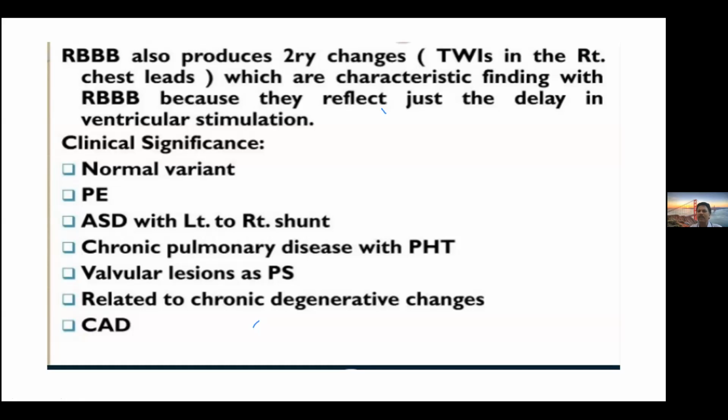RBBB most of the time produces only secondary ST-T changes because of the wide QRS, which causes secondary repolarization abnormality following an abnormal depolarization. Sir, RBBB can be present normally also. It is unlike LBBB, where we need not suspect acute MI just on seeing an RBBB. It is seen in pulmonary embolism, ASD, COPD with pulmonary hypertension, valvular PS, chronic degenerative changes in the conduction system, and rarely coronary disease, but it is a very terrible disease to have once you have an RBBB.